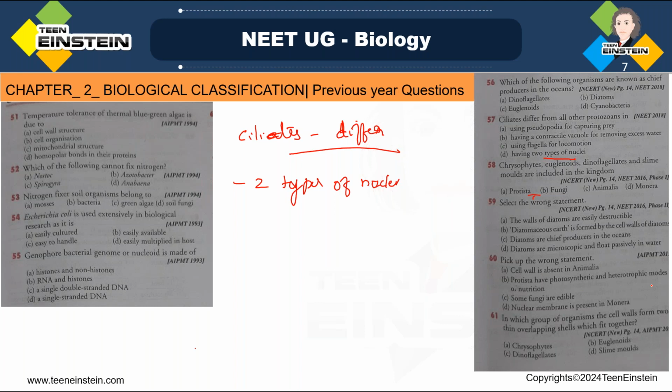Right. So here you can see question number 59. In this 59th question, which is a wrong statement? The wall of the diatoms are easily destructible. That is a wrong statement. Right? It's not so easily destructible. See, diatoms, they are single-celled and plant-like protists, and they produce intricately structured cell walls, made of nanoparticles like silica and all. So the walls are indestructible. The first option itself is wrong. Walls of diatoms, they are indestructible.